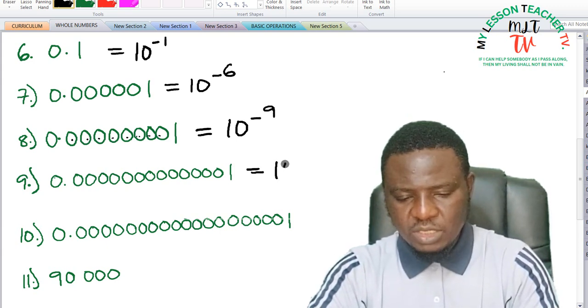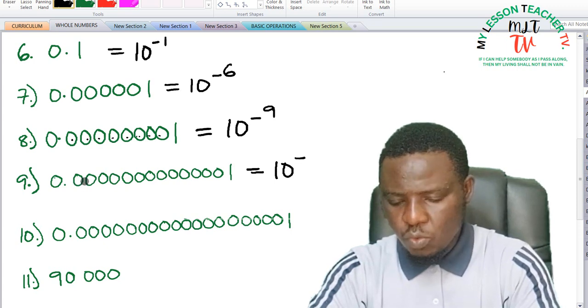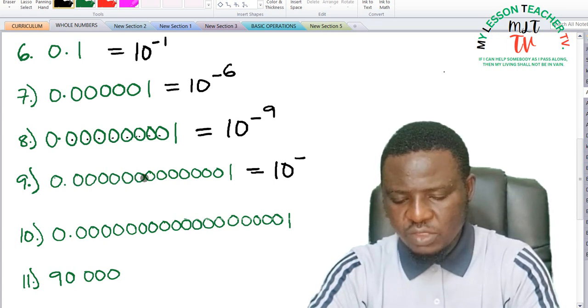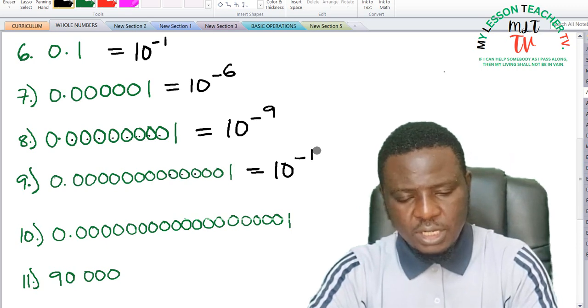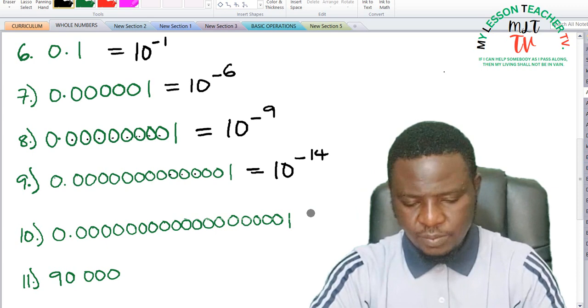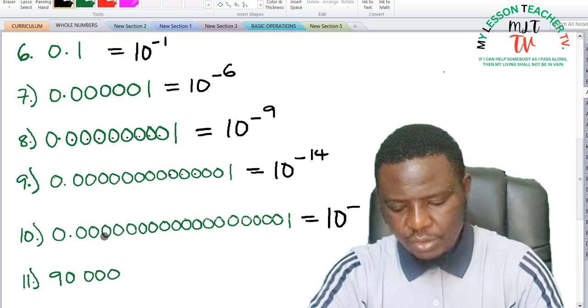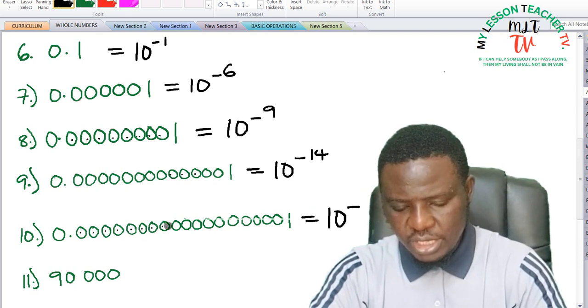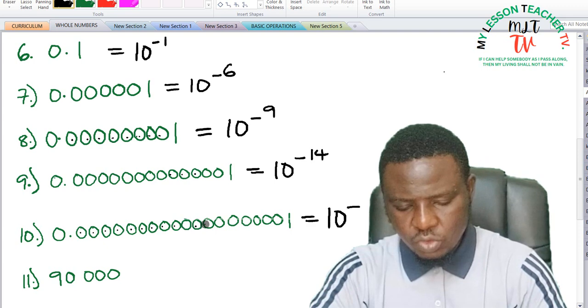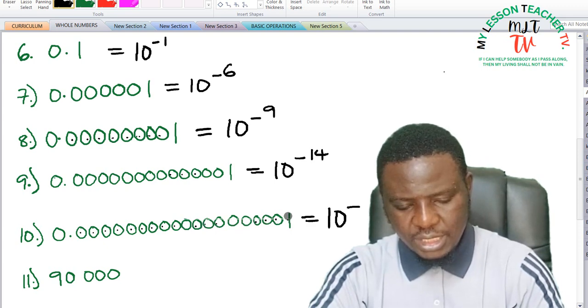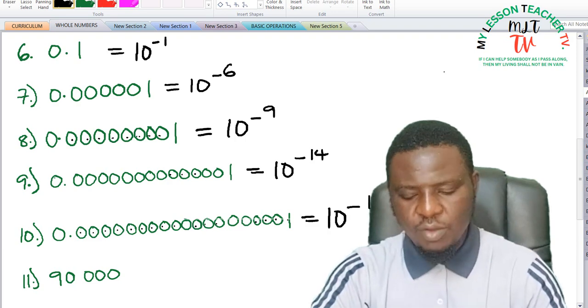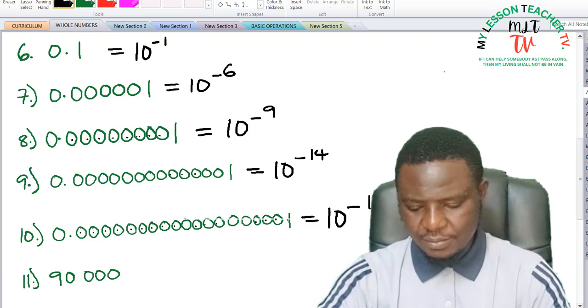Question 9, this is 10 raised to the power of minus 1, 2, 3, up to 14. 10 raised to the power of minus 14. While this is equal to 10 raised to the power of minus 1, 2, 3, up to 19. 10 raised to the power of minus 19.